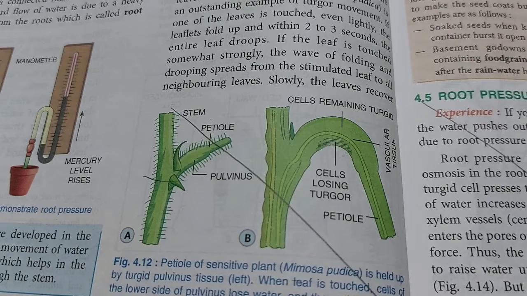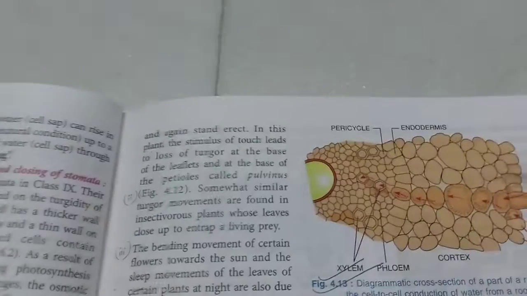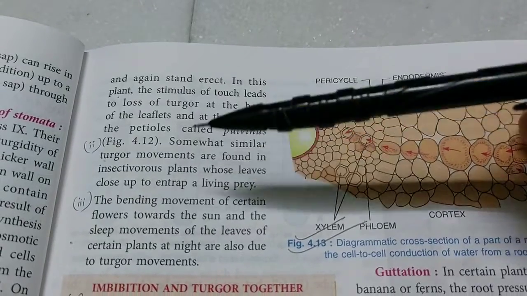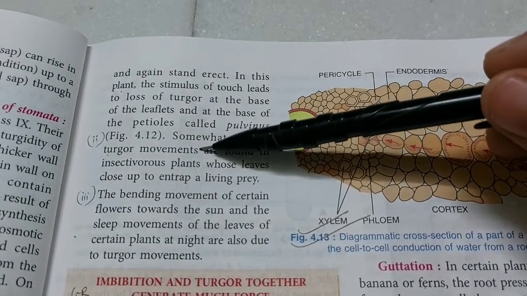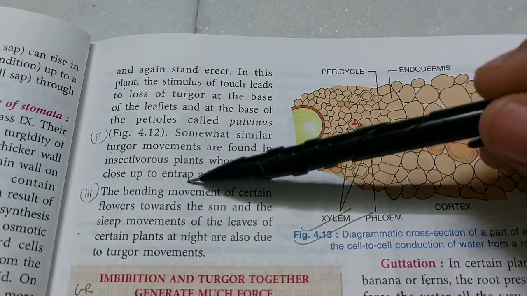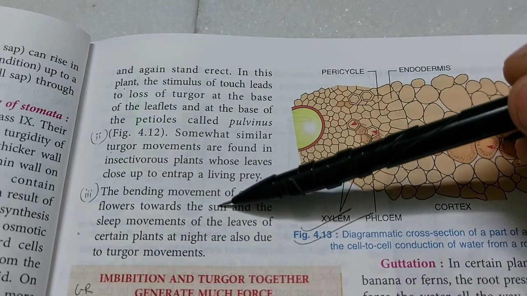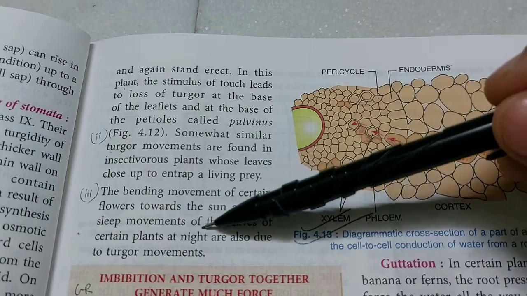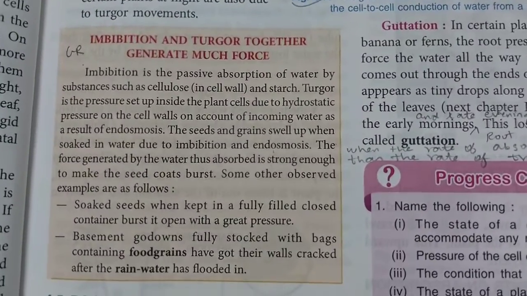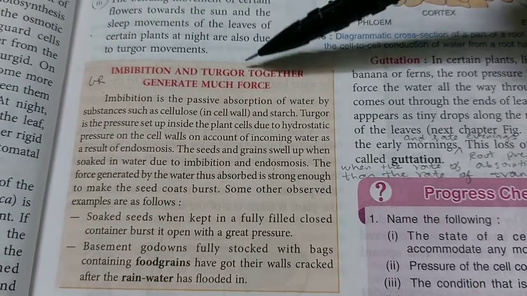Similar kind of Turgor movements help in the movement of insectivorous plants parts. They don't have a nervous system or muscles for movement. It's all because of Turgor movements. Cells becoming turgid and flaccid. Even the bending movements of certain flowers towards the sun, or sleep movements of some night plants, is because of Turgor movements.